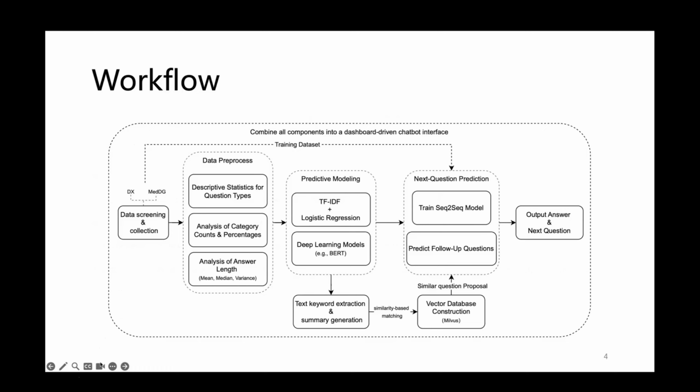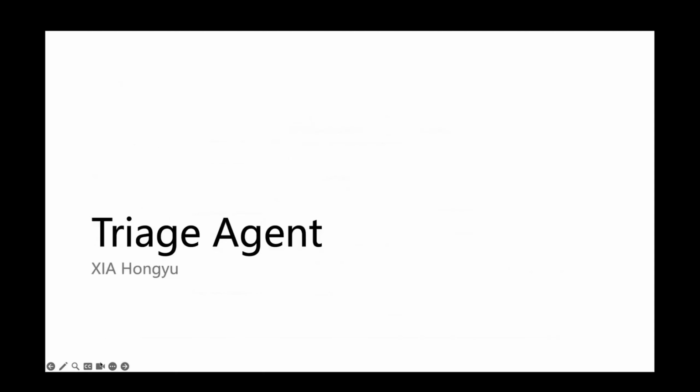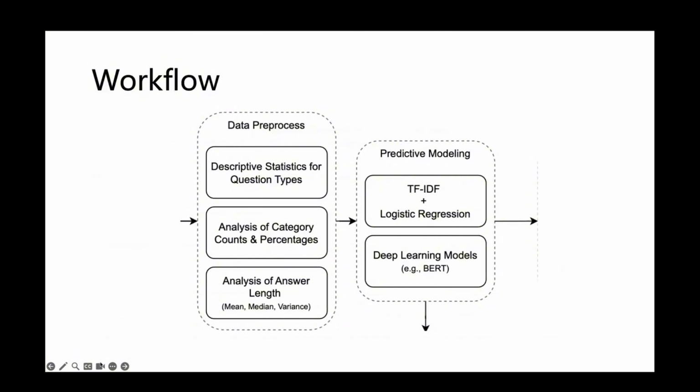This is the workflow of our project. We have three main parts: the triage agent, the vector database, and the sequence-to-sequence agent. All right, next I'm going to talk about the question routing model. This part covers the main flow of the question routing model.